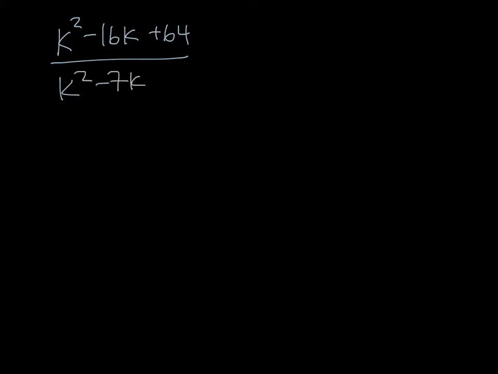So we're going to start with something called a rational equation. It's really just, not a rational equation, a rational expression. And it's really just a polynomial over a polynomial. So it's going to look something like this. Here's an example. Let's do k squared minus 16k plus 64 over k squared minus 7k minus 8. So in this case, it's a quadratic over a quadratic.